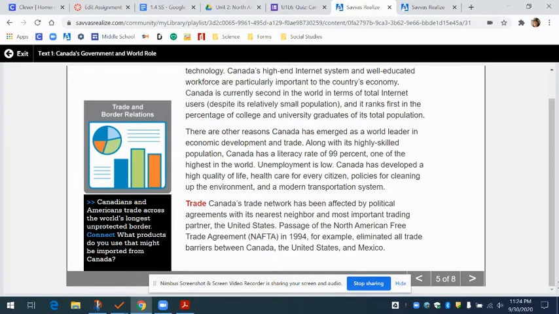Trade. Canada's trade network has been affected by political agreements with its nearest neighbor and most important trading partner, the United States. Passage of the North American Free Trade Agreement, NAFTA, in 1994, for example, eliminated all trade barriers between Canada, the United States, and Mexico.